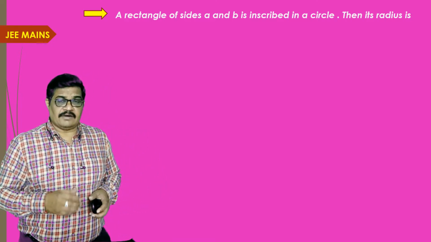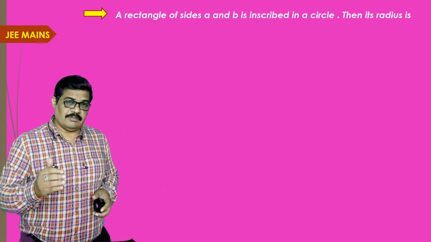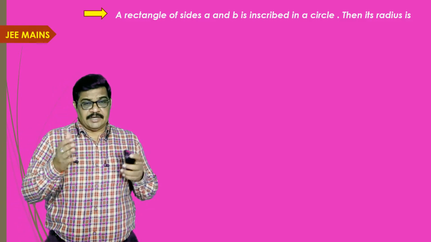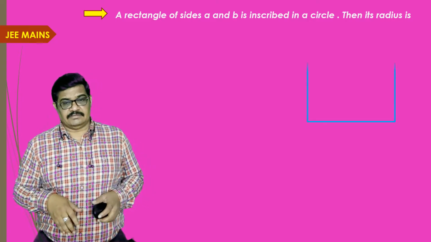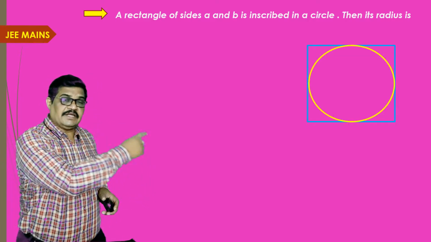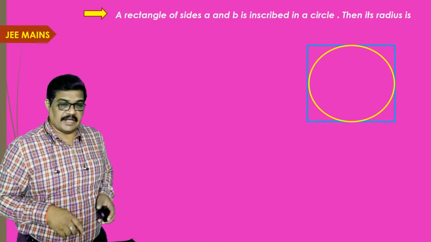A rectangle with sides small a and small b is given. A circle is inscribed in this rectangle. Then what is the radius? This is the rectangle, and the circle is inscribed in it.